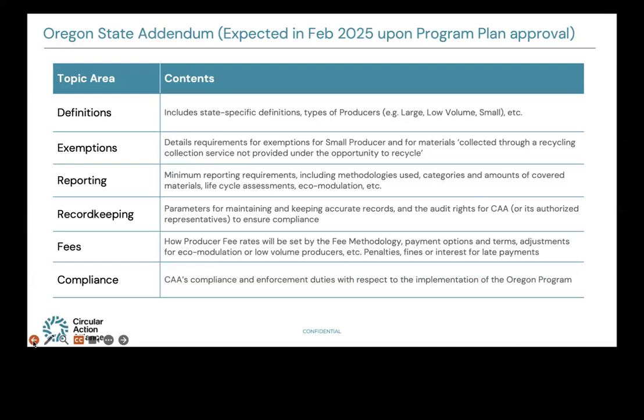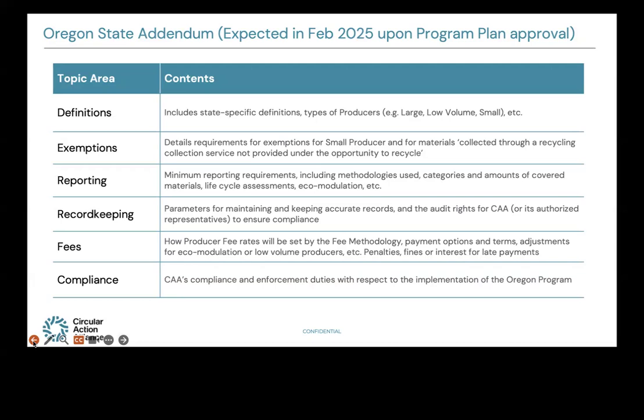Reporting, there is a minimum reporting requirement for each state, including categories and other expectations. Record keeping, this has our parameters for keeping and maintaining accurate records and the audit rights of CAA. Fees, this has details about how fee rates will be set and an overview of the methodology.